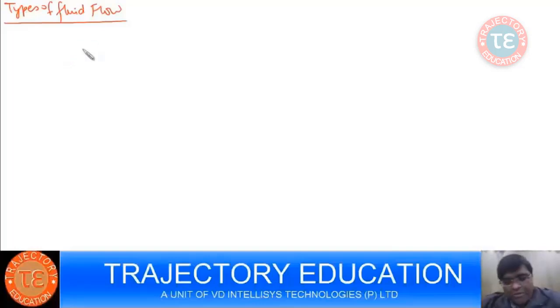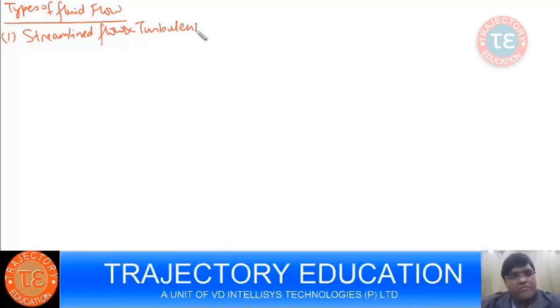Now, before I go deep into fluid mechanics, I'd like to define the types of fluid flow. What are the different types of fluid flow? The first classification is streamlined flow and turbulent flow. Let's see what is streamlined flow and what is turbulent flow.